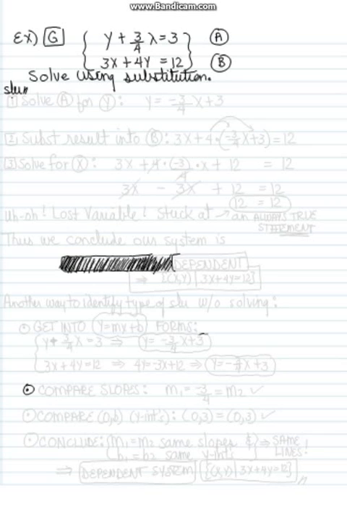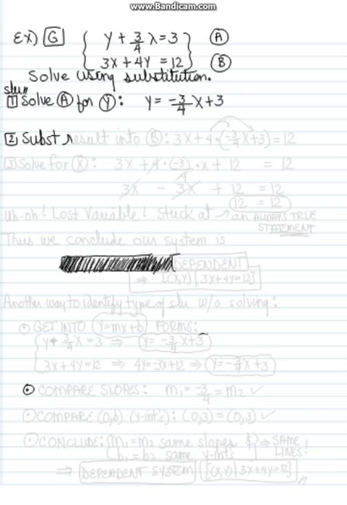Given y plus 3/4 x equals 3, that's equation A, and 3x plus 4y equals 12, that's equation B, solve the system using substitution. Step 1, let's solve equation A for the variable y. We'll move the 3/4 x to the other side. We get y equals negative 3/4 times x plus 3.